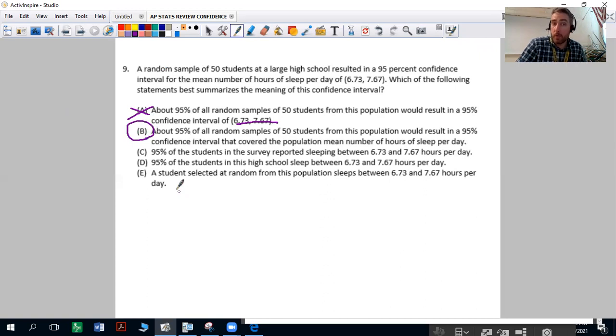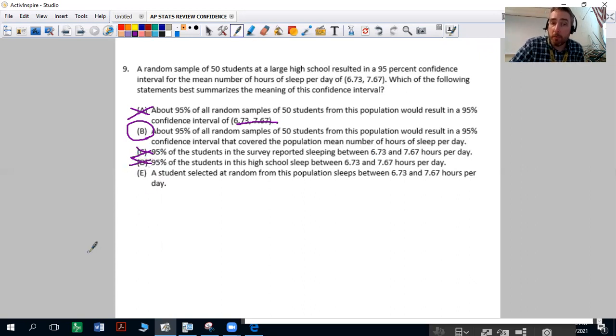Let's look and see why the other ones are wrong. 95% of the students in the survey reported sleeping between 6.73 and 7.67 hours per day. No, that's not how that works. The percentage has to do with how confident we are that we have the true mean. 95% of the students in this high school sleep between 6.73 and 7.67 hours per day. That's basically saying the same thing, so no.